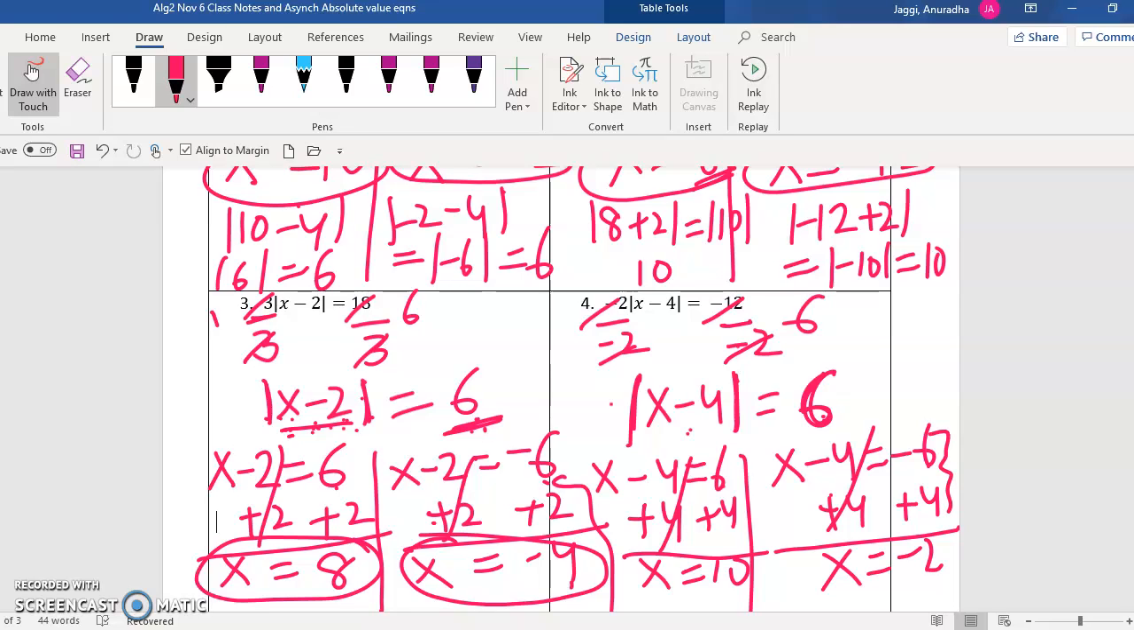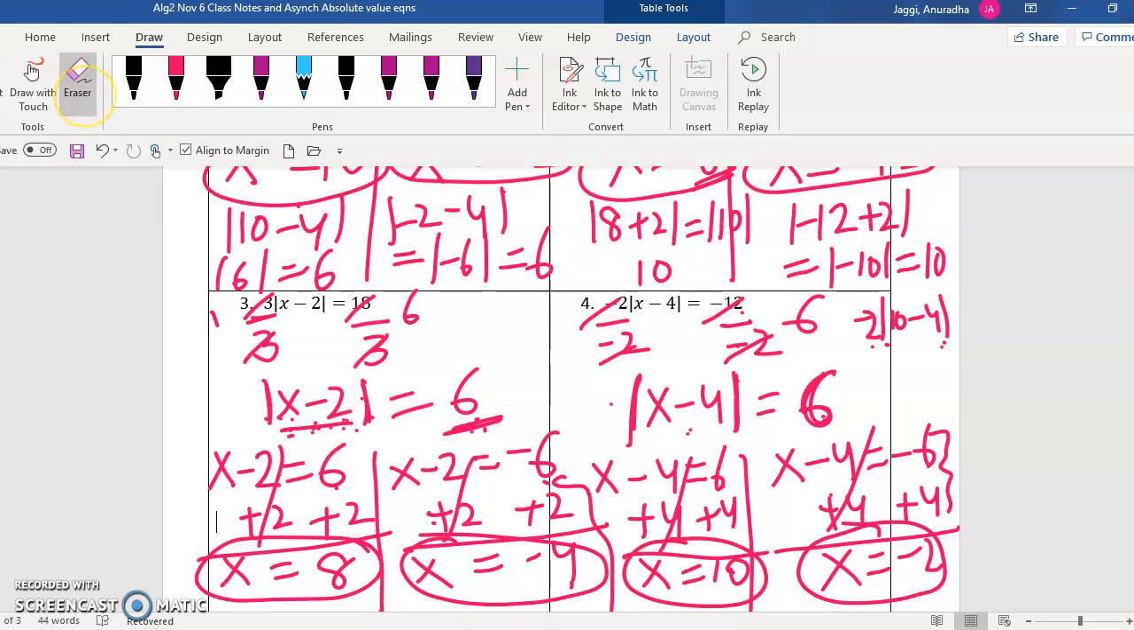Again, you can plug back in your 10. Here, 10 minus 4 is a 6. So your equation was negative 2 times the absolute value of x minus 4. 10 minus 4 is a 6. 6 times negative 2 is a negative 12. Similarly, negative 2 minus 4 is a negative 6. The absolute value of negative 6 is a positive 6, times negative 2 is a negative 12. So your answer is positive 10 and negative 2.